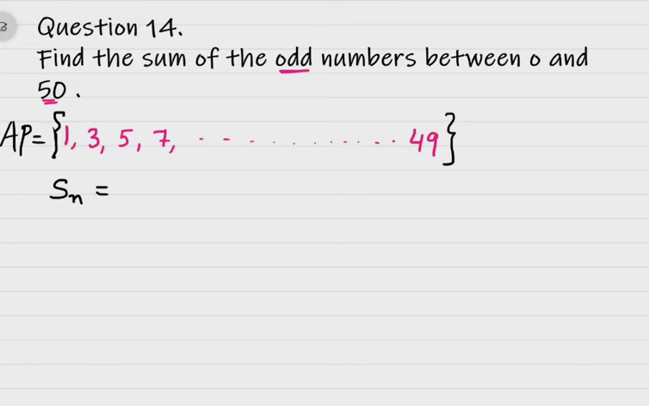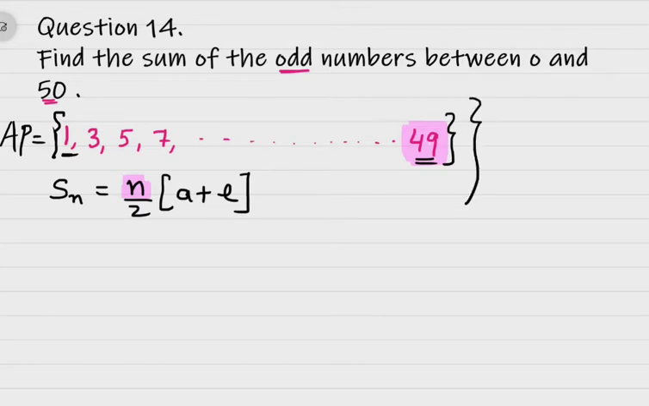equal to n by 2 into a plus l. Here children, we know our a and we know our l. So let's use Sn is equal to n by 2 into a plus l. But we don't know n. We have to find out the value of n. As you know the nth term, which is 49, you can easily calculate n.